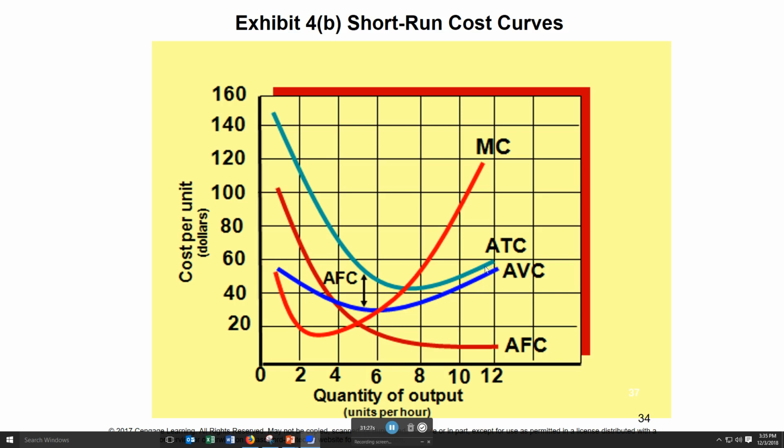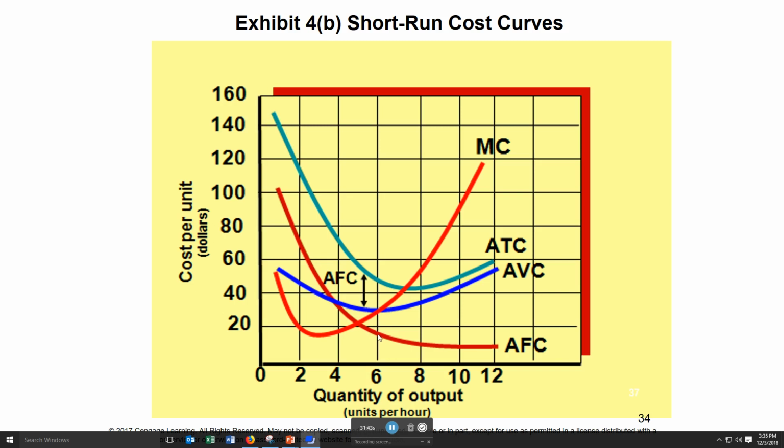This curve right here, average total cost, the green curve, is equal to my average fixed cost at some unit of output, say 6, plus my average variable cost curve.